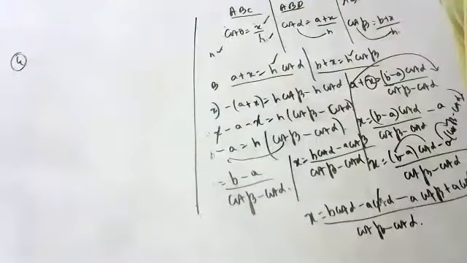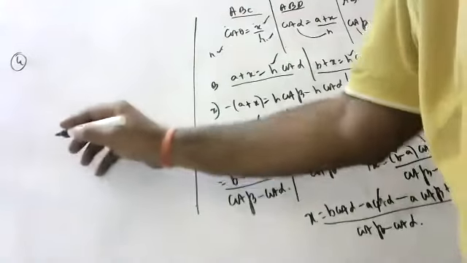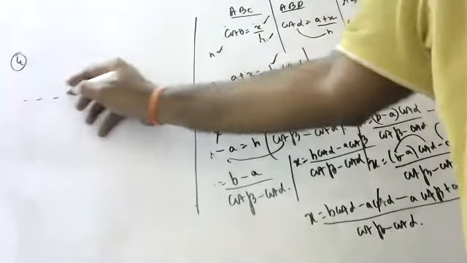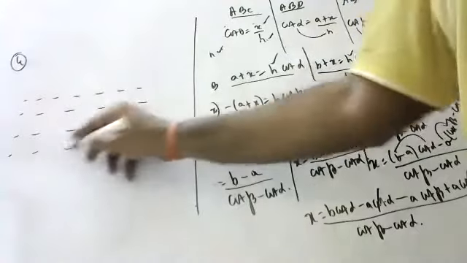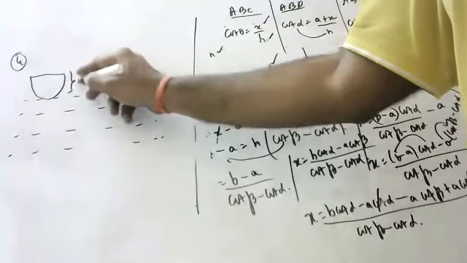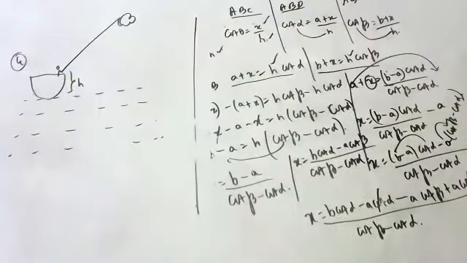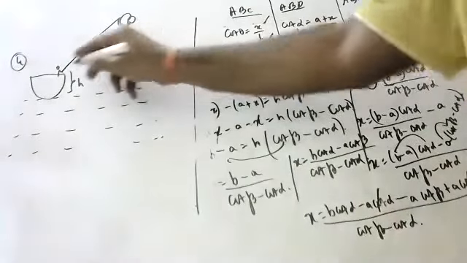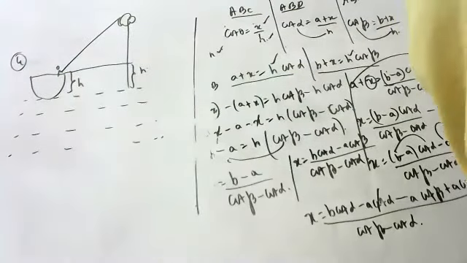Fourth question, children. See here. There is a lake, H. From point H above the lake, sitting on the boat, a person is seeing the cloud. If this is H, this is also H.